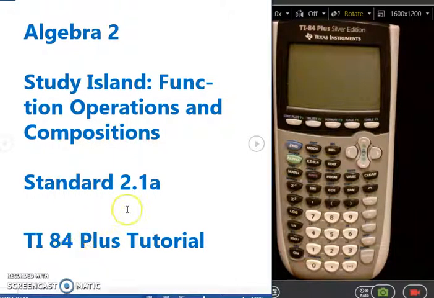This is going to be part 2 of going over questions under the Study Island function operations and compositions. Part 1 focused on the operations part. In this video, part 2 is going to focus on the compositions part. I've pulled the problems out of this lesson in Study Island that can be done using the TI-84 calculator, and these problems are also associated with the Algebra 2 standard in Oklahoma 2.1a.